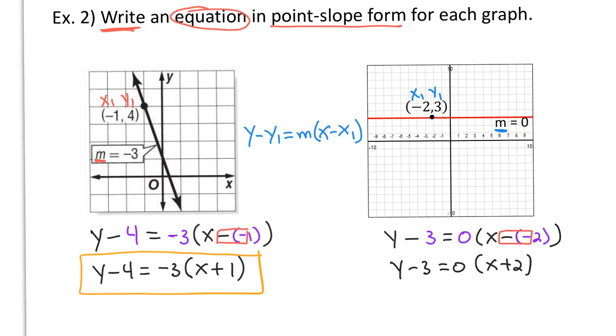But let's go back to the concept of 0. Anything times 0 is 0. You are multiplying all of this times 0. So what you can do is rewrite it as y minus 3 equals 0. And that is my answer in point-slope form.